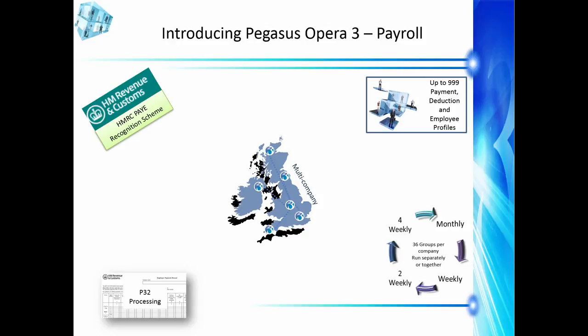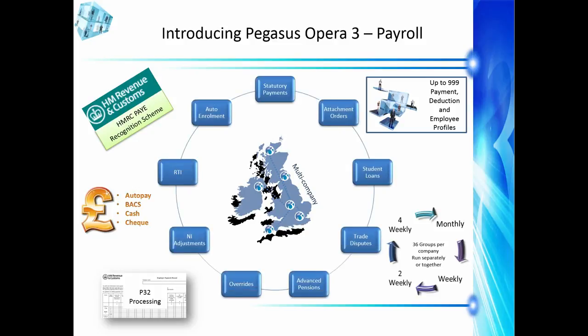You can also define employee profiles so that it allows you to mix and match payment and deduction types under a profile for quick assignment to employees. Payment methods of cash, cheque, BACS and auto-pay are supported. The payroll also handles statutory sick pay, statutory maternity pay, statutory adoption pay, as well as statutory paternity pay and shared parental pay. Included as standard are RTI and auto-enrolment handling, together with student loans and attachment orders.